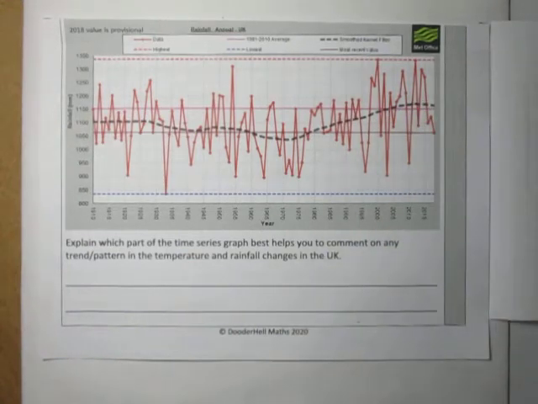right up until 2015. Now, what we want to be able to do today is draw a time series graph, and in particular use that time series graph to draw a trend line, which we can then use to help us comment on any patterns that we notice on that time series graph.